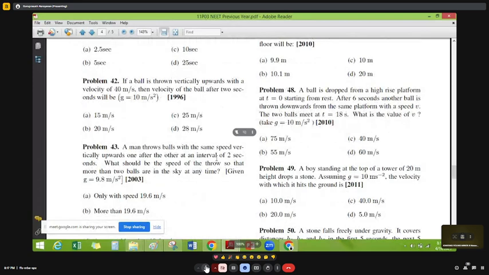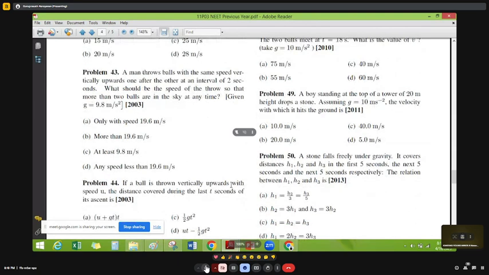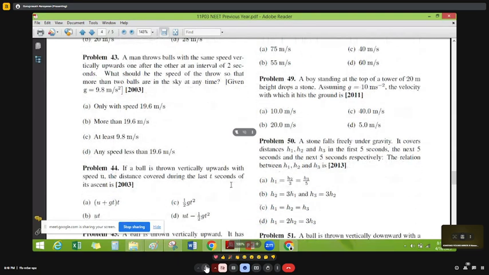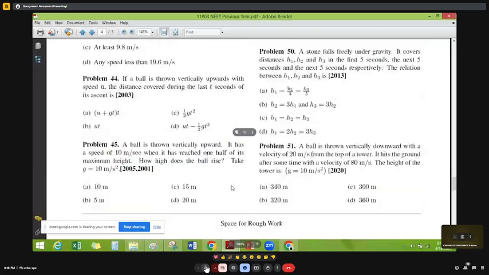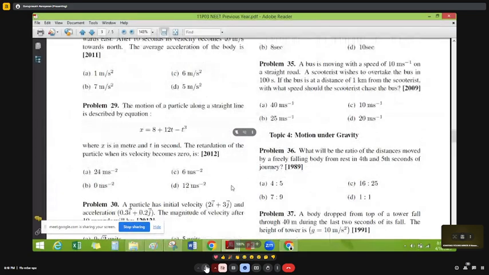Okay, any other doubts? Vedant, any other doubts for you? Sir, no, sir. That's all. Okay, then we can go through some problems here.